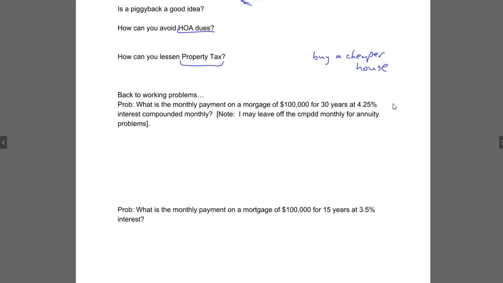Back to working problems. All right. So what is the monthly payment on a mortgage of $100,000 for 30 years at 4.25%? Okay. So it's compounded monthly. That'll always be if it's monthly payments. See that key phrase? That means it's an annuity. And we want to know, is it a future value or a present value? Because we have 2 formulas. Mortgage means present value. So this keyword said annuity, and this keyword said present value.